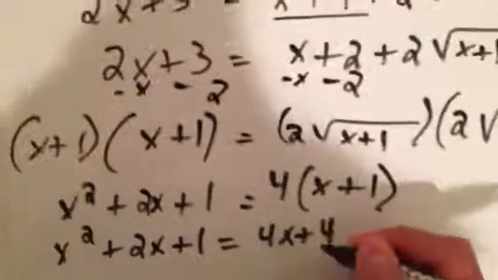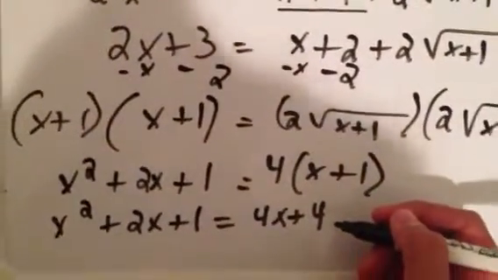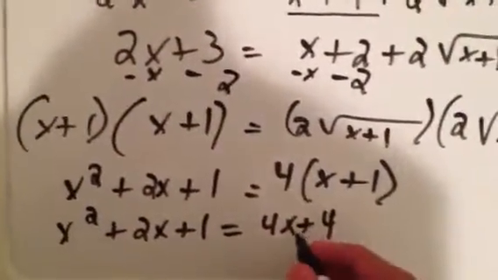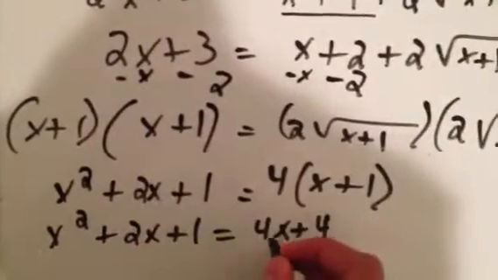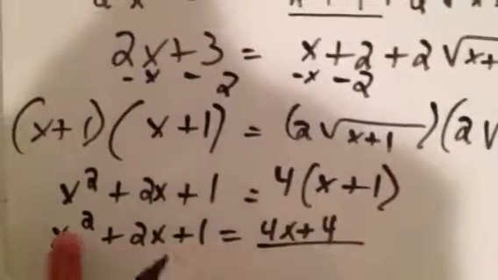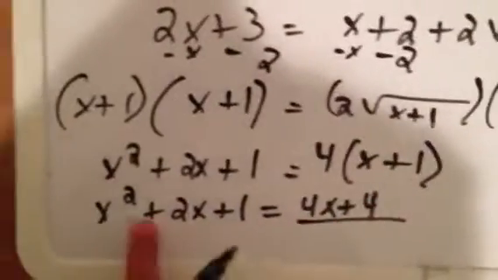Now, we're going to have to either factor or use the quadratic equation to solve for x. So we need to get this equal to 0. So we need to bring these terms to this side of the equation.